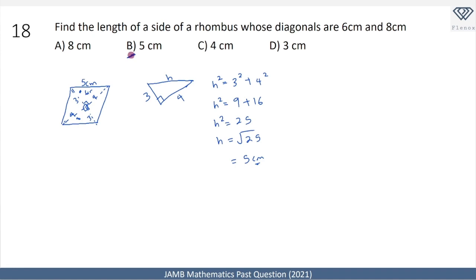And as we see at the end of the day, this just breaks down to a Pythagoras question, and we're able to solve for the length of our hypotenuse in this case, which is going to be the length of the side of the rhombus, which works out to be 5.